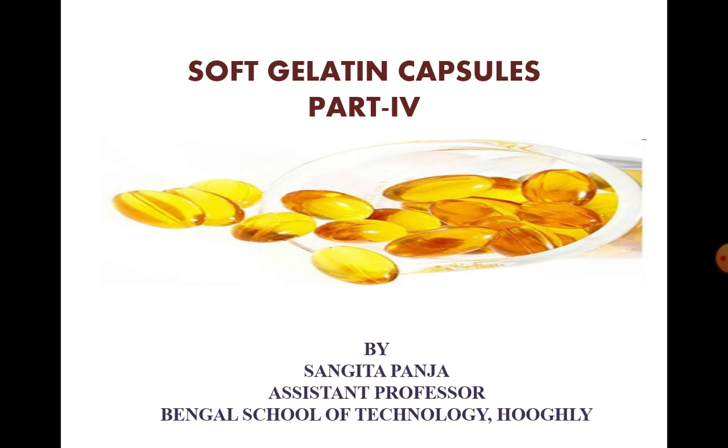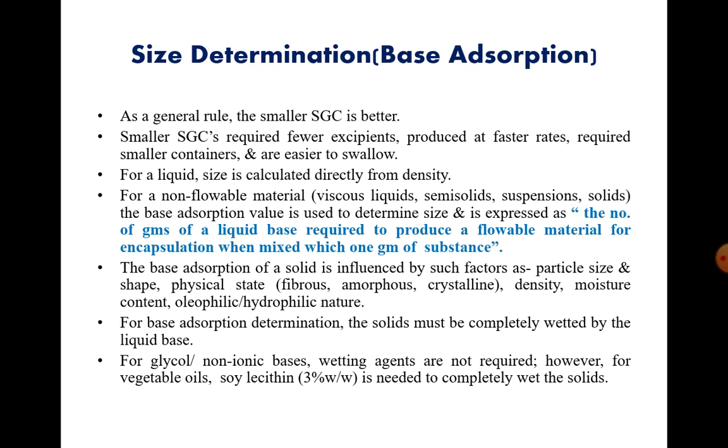Dear students, today I am going to start with the topic on soft gelatin capsules part 4. Now I discuss size determination using base adsorption theory. As a general rule, the smaller soft gelatin capsule is better because smaller soft gelatin capsules require fewer excipients, are produced at a faster rate, require smaller containers and are easier to swallow.